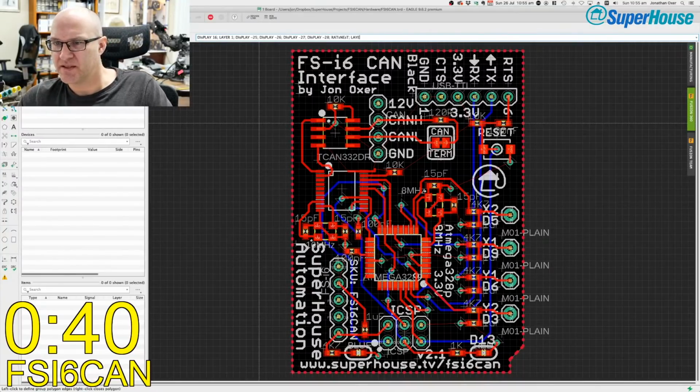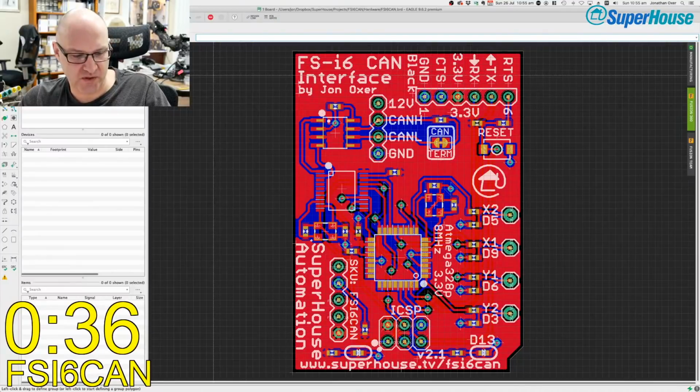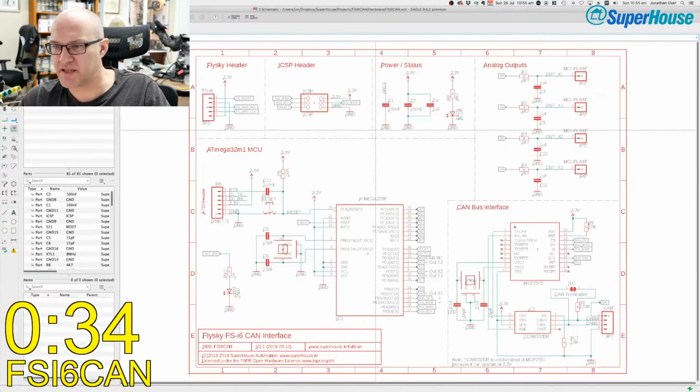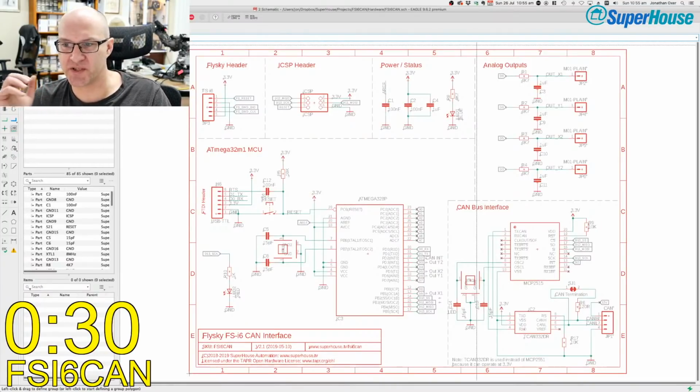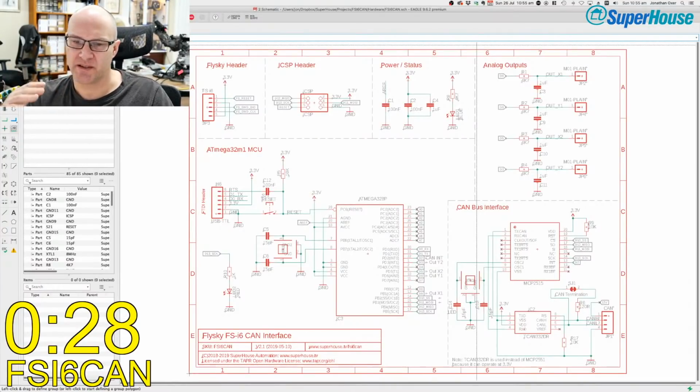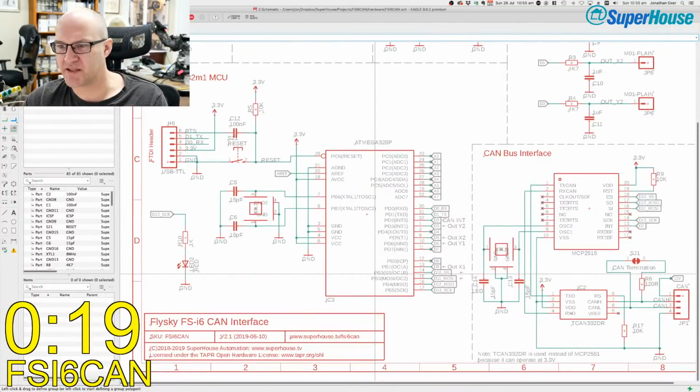So this is to allow something like a FlySky remote control to be linked to CAN bus, so that it can be controlled from something like a wheelchair joystick. So like a wheelchair control system can be used to fly a drone or an aeroplane or drive a remote control car. It fits inside the back of the FlySky transmitter.